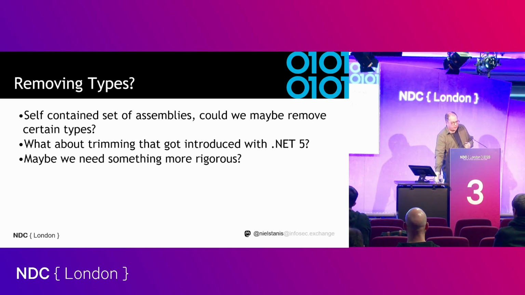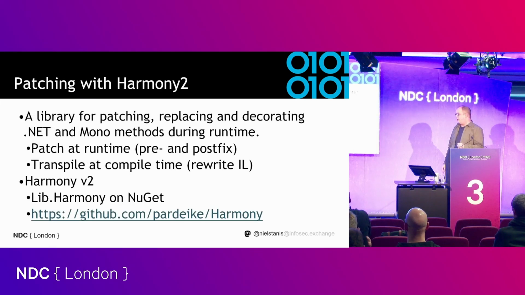So the link itself does it for us. And I want to have something that's more rigorous. I want to take care of and mingle with stuff at a different level. So what I decided to do is that I moved into a library called Harmony 2. And Harmony is a library that allows you to patch, replace, and decorate .NET and Mono runtime methods at runtime.